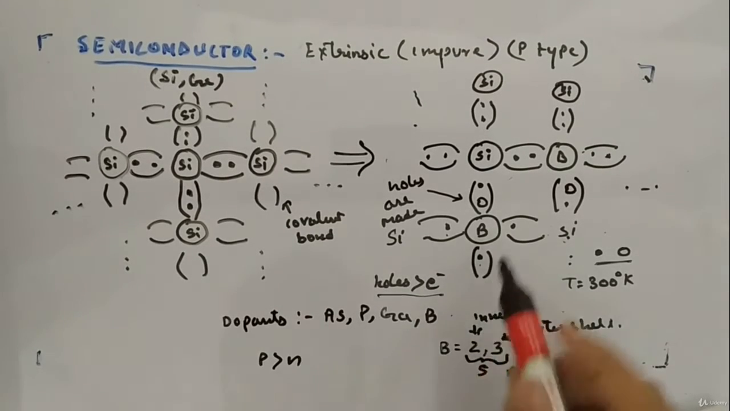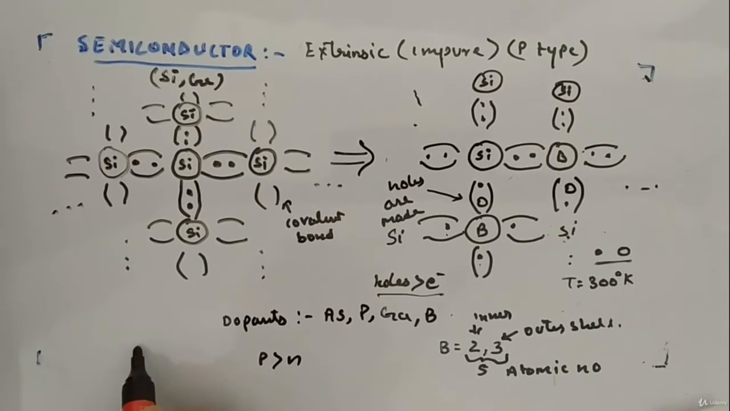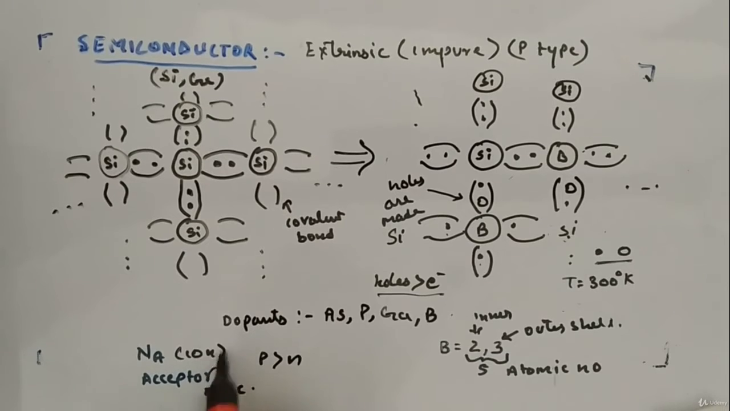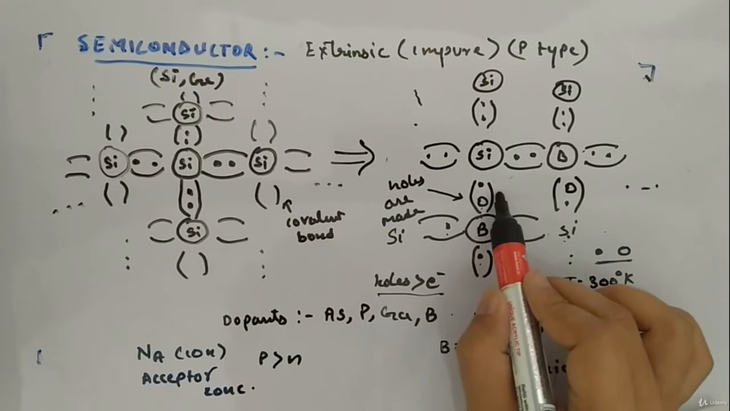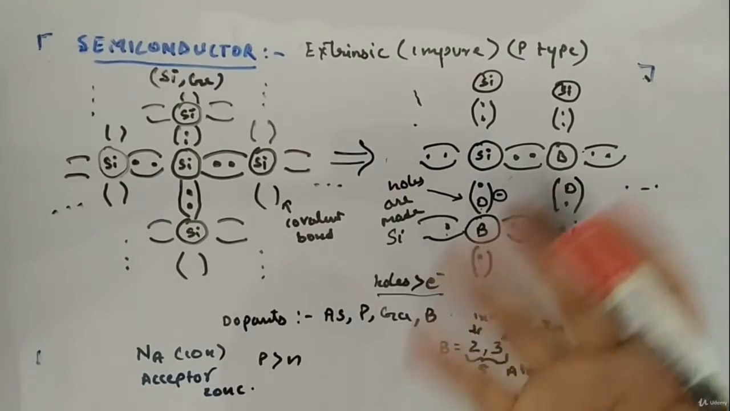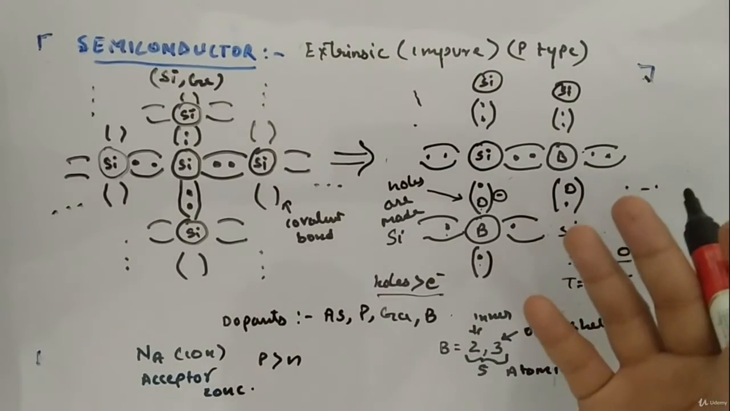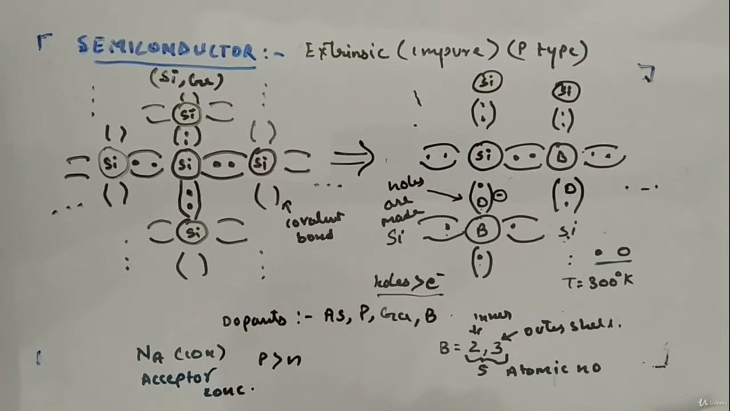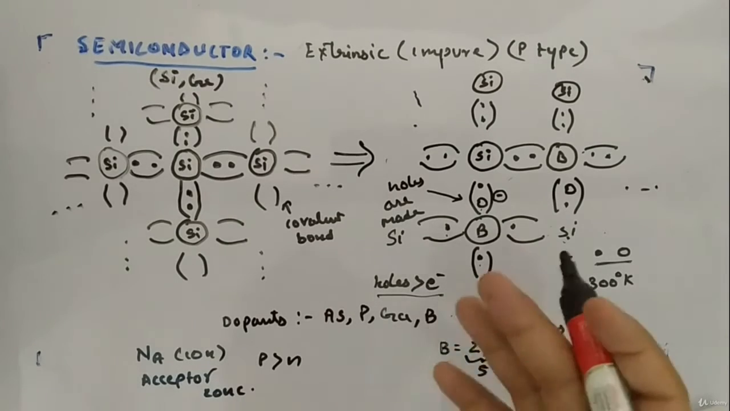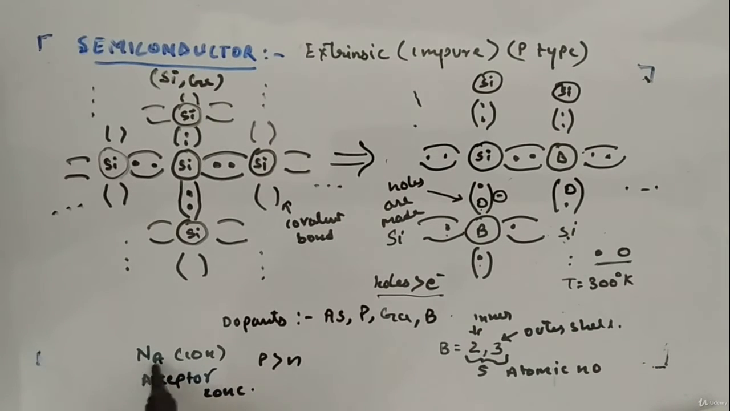Now along with this there is one more thing called Na, that is acceptor ion concentration. It is the concentration of the ion. This hole will carry one negative ion to make it electrically stable, electrically neutral if you want. So this will carry one negative charge along with it. This charge will be counted with respect to Na.